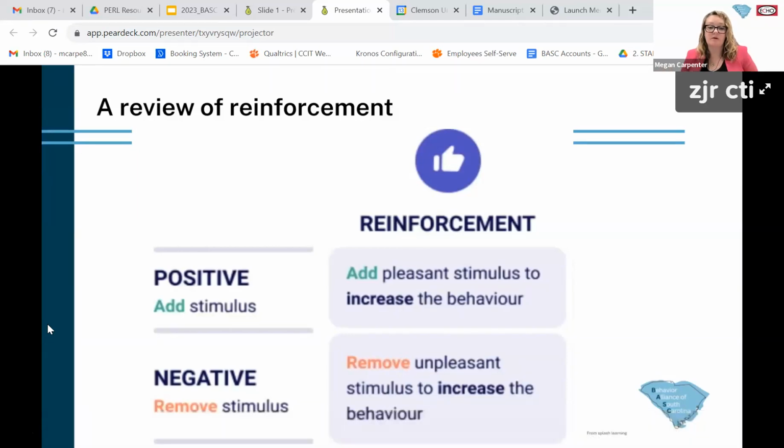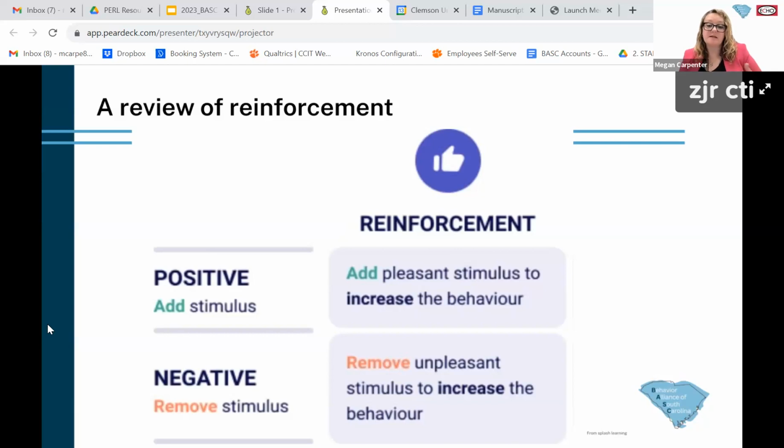Just a quick review of reinforcement. Positive reinforcement is when we add a pleasant stimulus to increase a behavior. So this is when the student engages in that appropriate behavior or replacement behavior instead of the challenging behavior, we give them something that is going to increase the likelihood that they engage in that appropriate behavior again in the future.